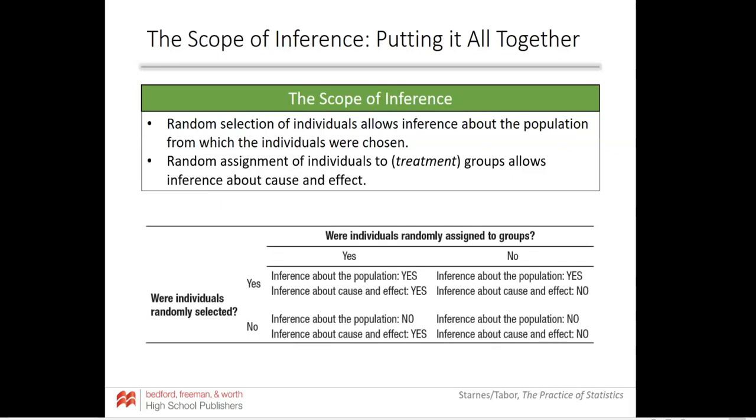This is a nice handy dandy chart. I would write it down in your notes. It's saying the same exact thing we just said, just in an organized way. If you have done both, if you assign them to treatment groups and the individuals were randomly selected, then both things will be true. We can make an inference about the population, we're allowed to do that, and we can make an inference about cause and effect. If neither one of those things is true, they weren't randomly chosen or randomly assigned to groups, you can't make inferences about the population, you can't make inferences about cause and effect. That's just a different way of organizing your thoughts, if that helps you.